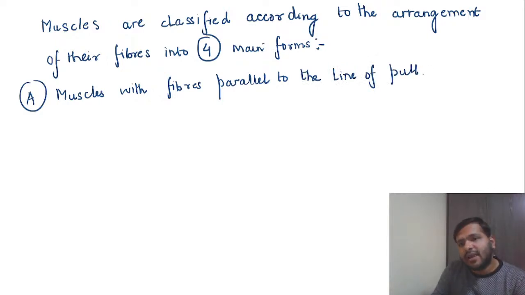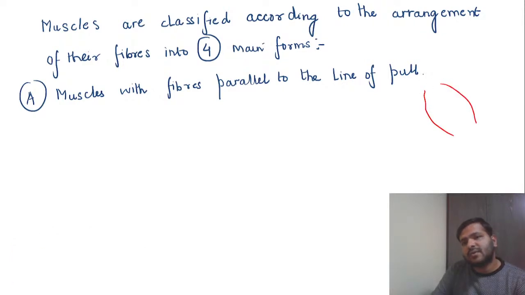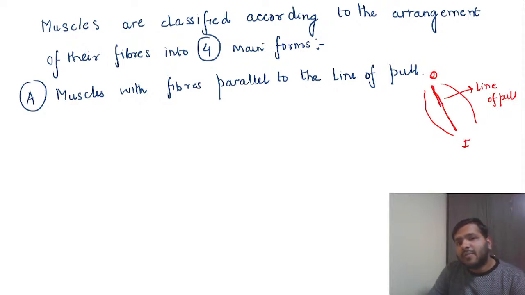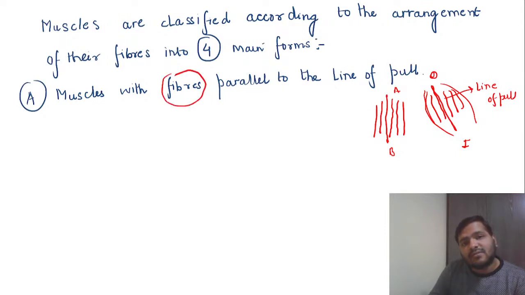Now, when I say line of pull, you are very well aware that, suppose this is the muscle, and in between the muscle, this is the line of pull, which is extending between the origin and the insertion. The muscle fibers which are parallel to the line of pull means they are arranged parallel to it. Suppose this is the line of pull from A to B, and the muscle fibers will be arranged parallel to this particular line. So the first category is muscles consisting of fibers that are parallel to the line of pull, which extends from the origin to the insertion.